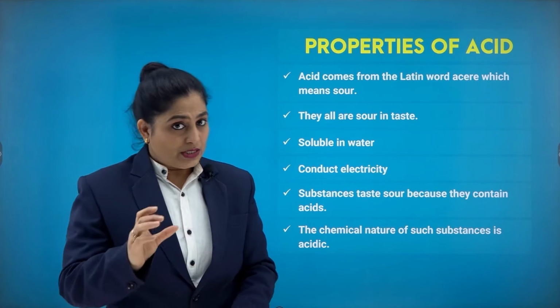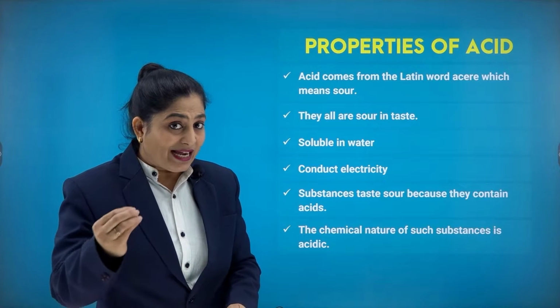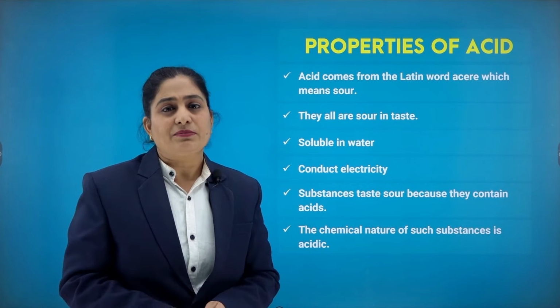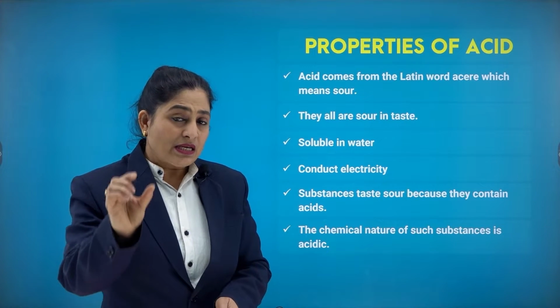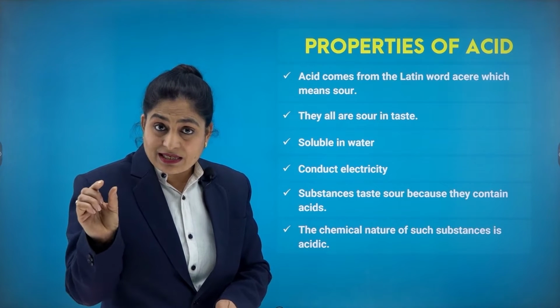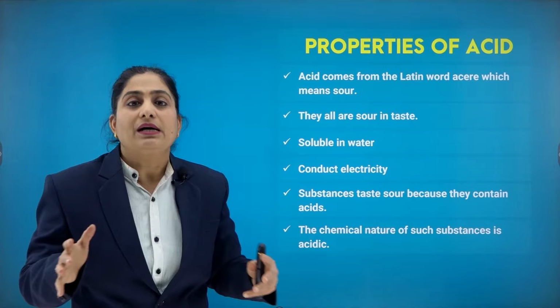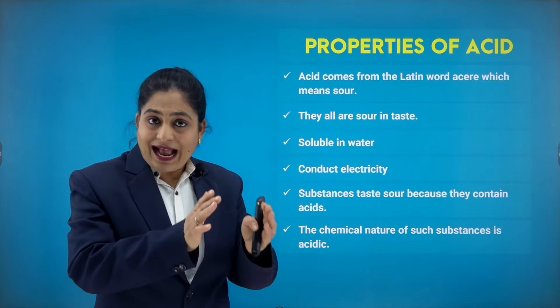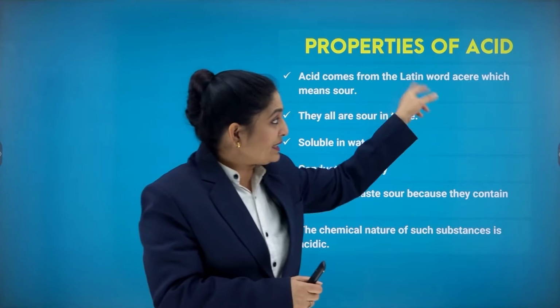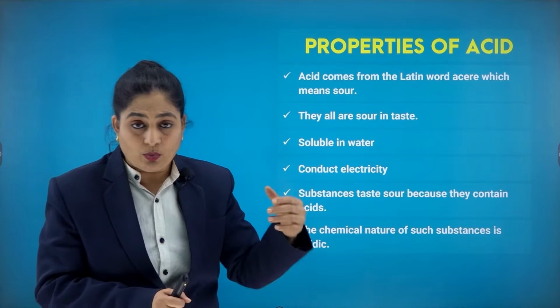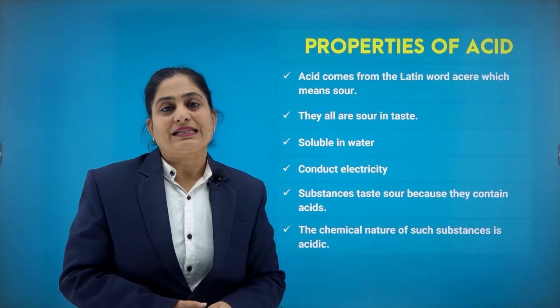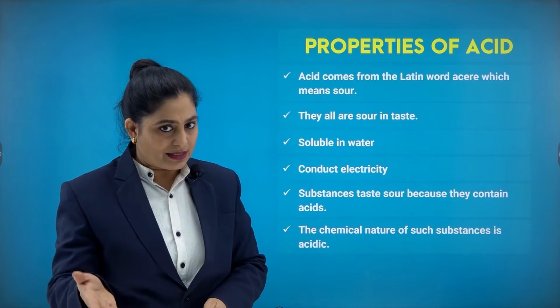Okay? So when we start with acid, I ask you where this word acid comes from. Since it has a sour taste, it has come from a Latin word, acer, which means sour. Since acids are sour in taste, it has come from this Latin word, and we call them acid. So the very first property: they are sour in taste.